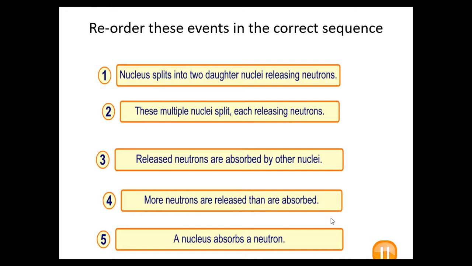Let's think about this reaction, a fission reaction, where a nucleus splits into two and makes energy. So have a read through these stages, and then just don't copy the stages out, just put the numbers in the right order. What's the correct order of these stages for fission? Pause the video.